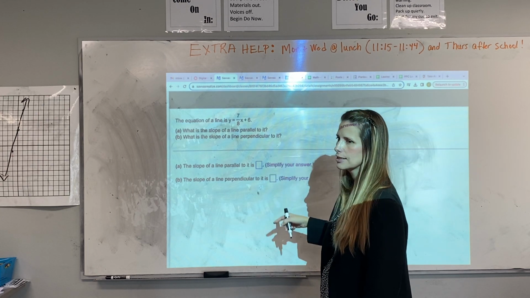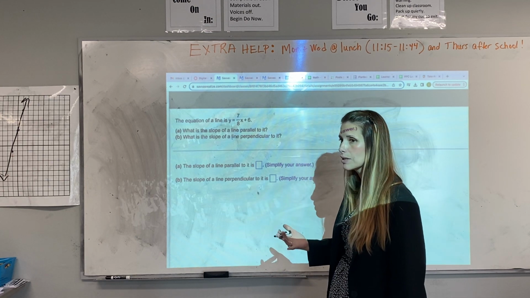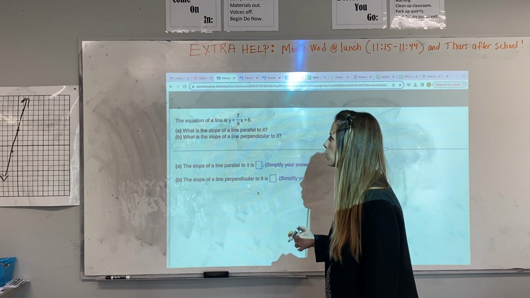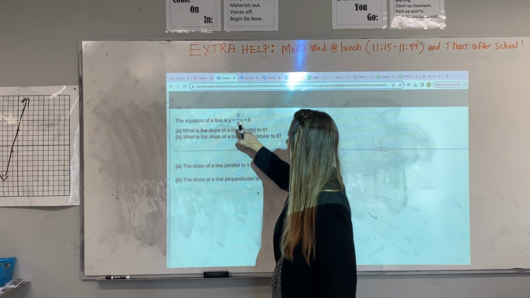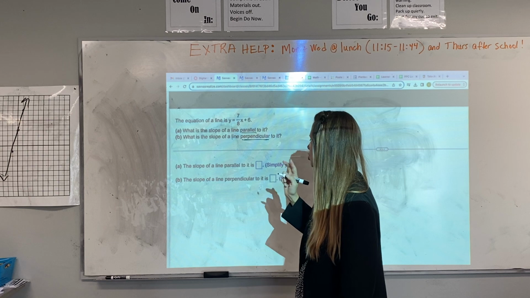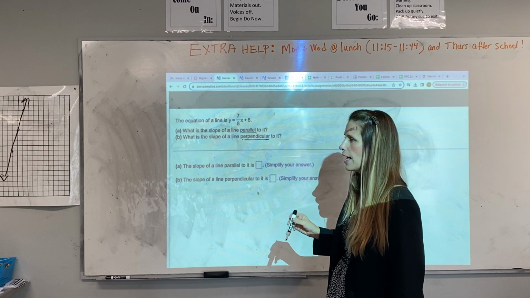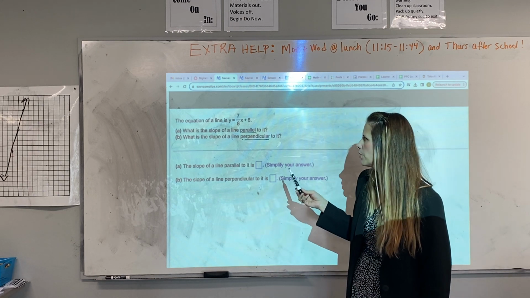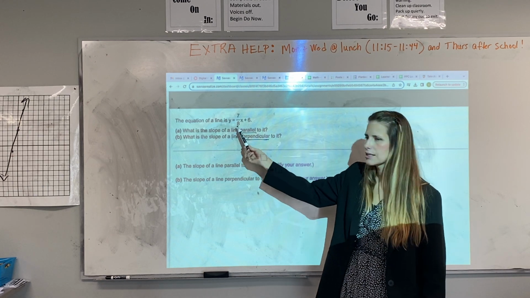The good news is we don't have to rewrite an entire equation. That's what we did in class today. All we need to do is identify what the slope would be if it's parallel to this line, and what the slope would be if it's perpendicular. So it's a 2-part question. Who was in my first period class this morning? Good. Answer this question. What is the slope of a line that's parallel to this line?